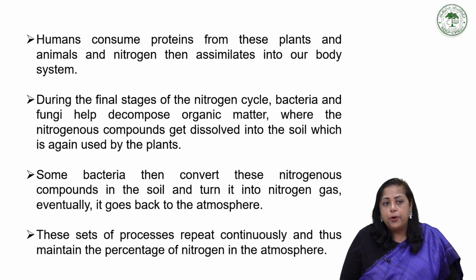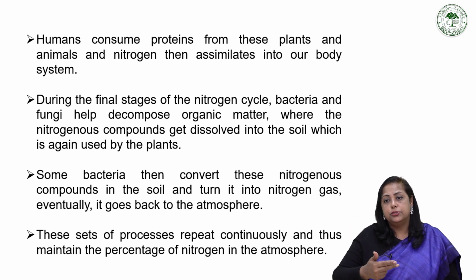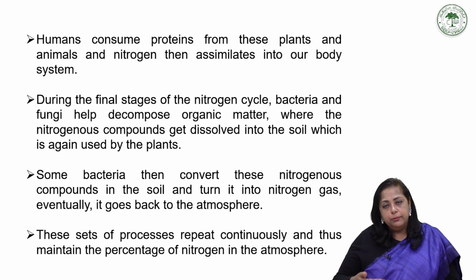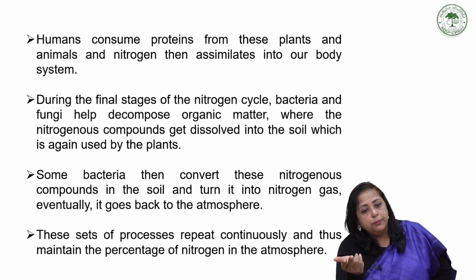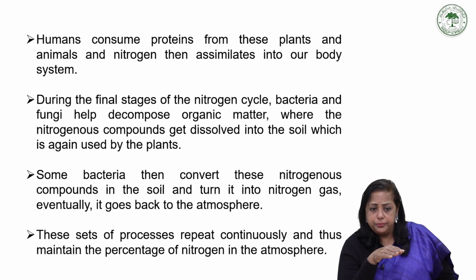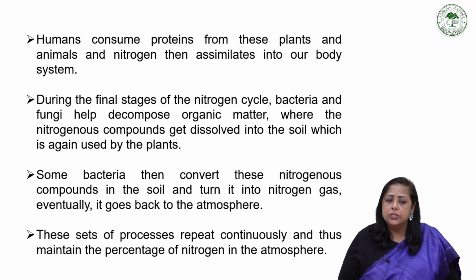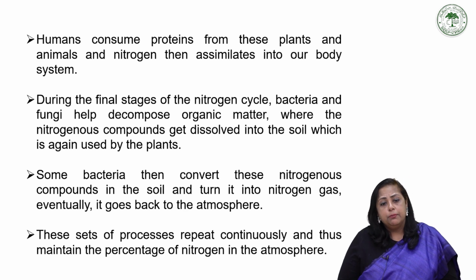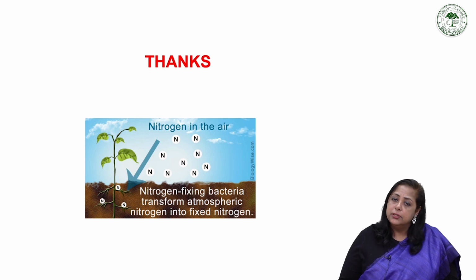So this set of processes repeats continuously in the environment, from the environment to plants through the conversion, plants to animals through the assimilation, and then from animals and plants again back to the environment. So this set of processes repeats continuously and thus maintains the percentage of nitrogen in the atmosphere. So this is all about the nitrogen cycle.